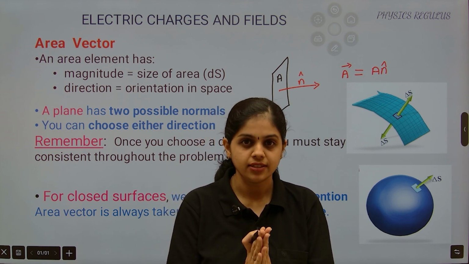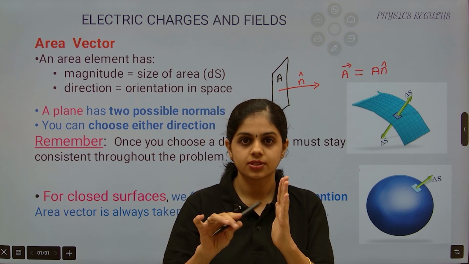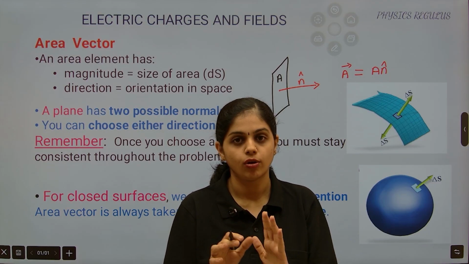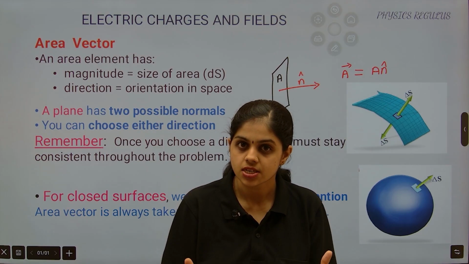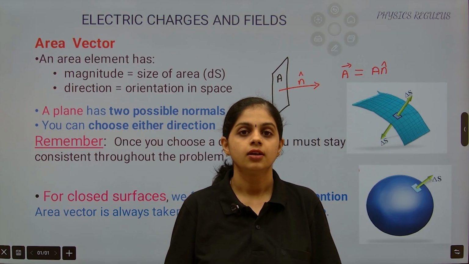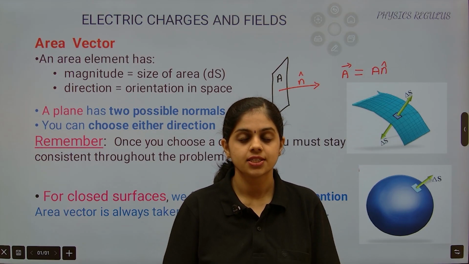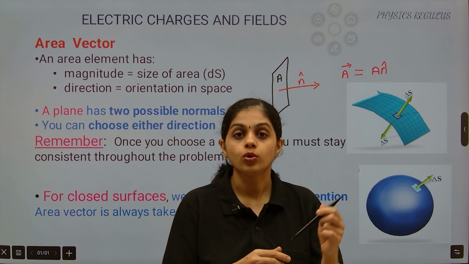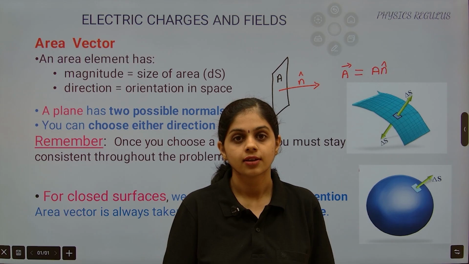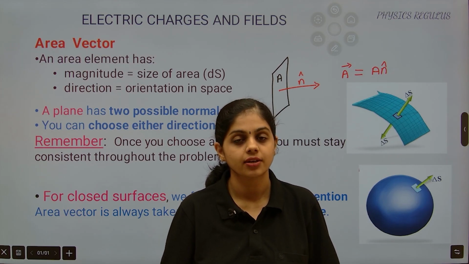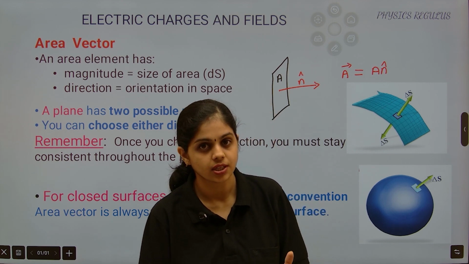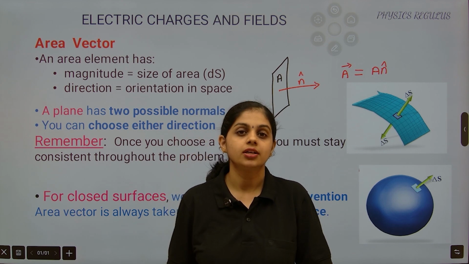When it is a plane surface, it has two normals. You can choose either normal, you can choose any normal, but you must be consistent throughout the problem. When it is a closed surface like a cube or sphere, always the outward normal is taken. Outward normal is taken as standard. It need not always be a plane surface. It may be a curved surface also. It may be an irregular curved surface.